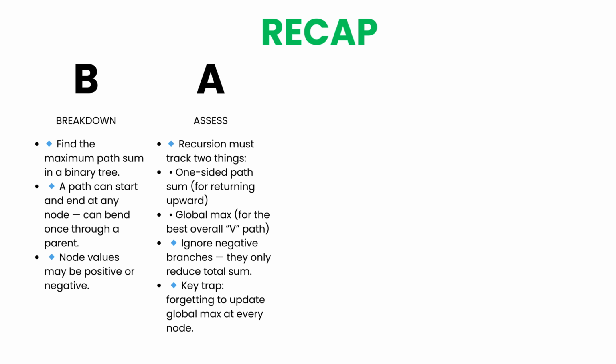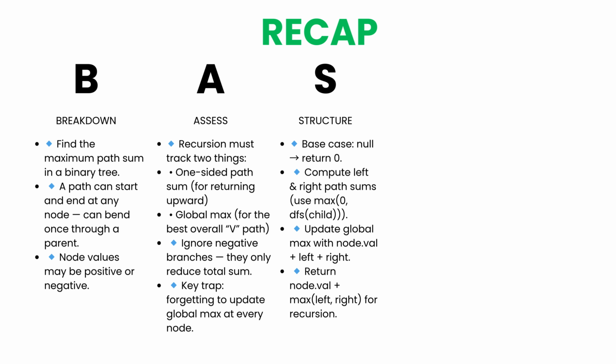1. Each recursion returns a single-sided best path to its parent, and 2. At every node we also consider a V-shaped path using both children to potentially update a global best. Handling negatives by zeroing them out prevents bad branches from dragging down the sum. Our plan: post-order DFS. For each node, compute the best gain from left and right, never below 0. Consider the full bend-through sum at the node to update a global maximum, and return the node's value plus the larger single-sided gain to the parent.